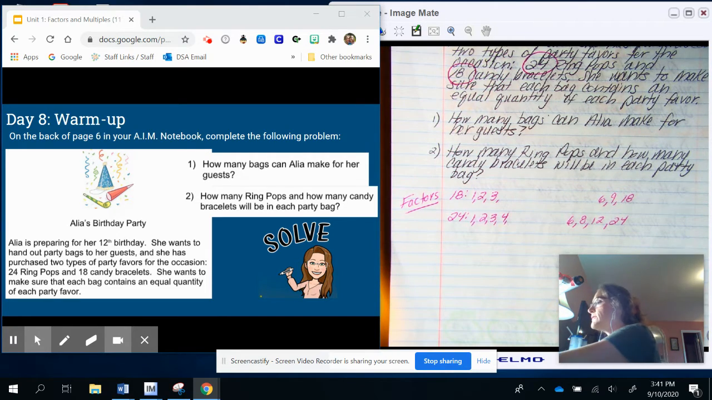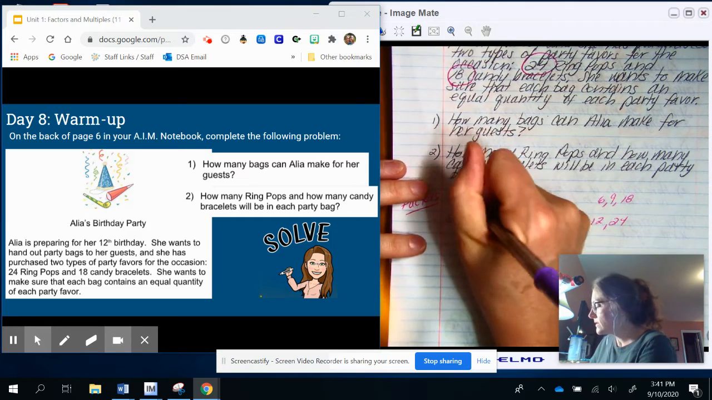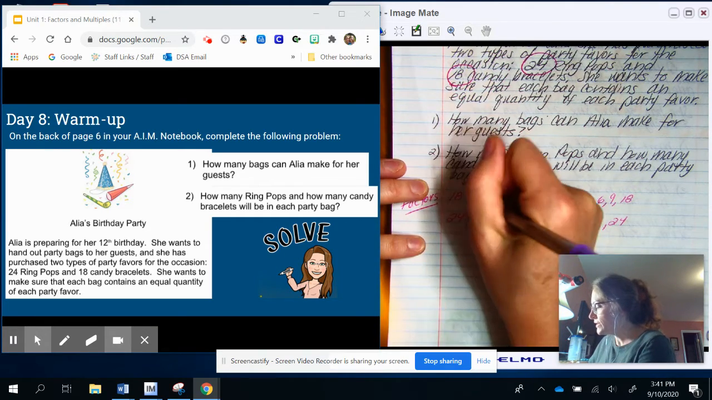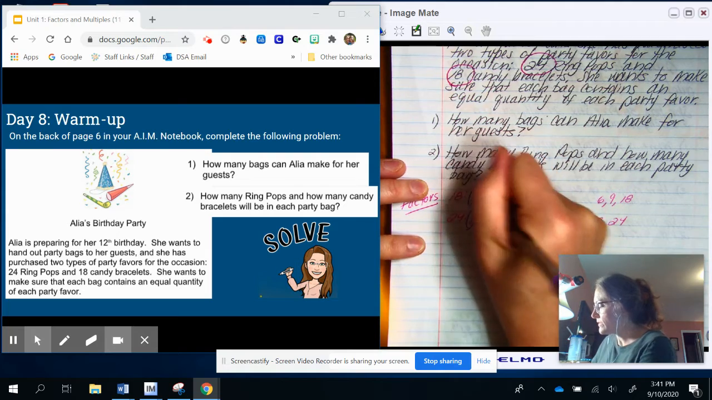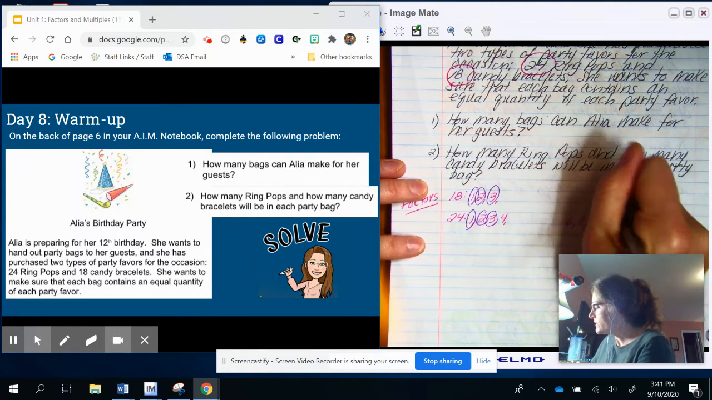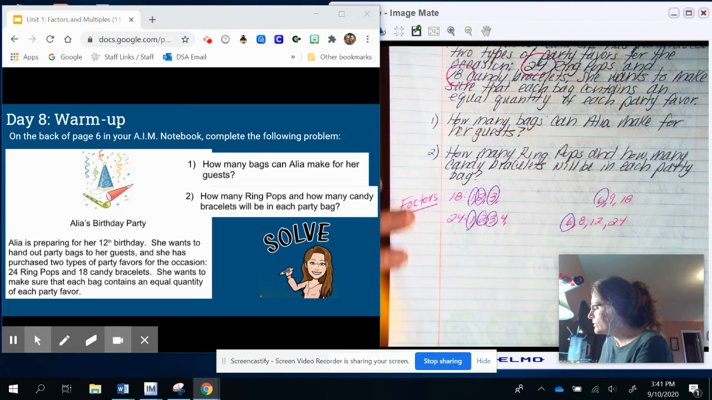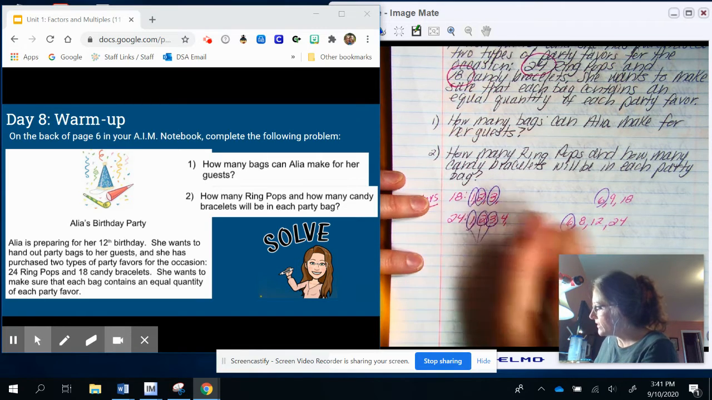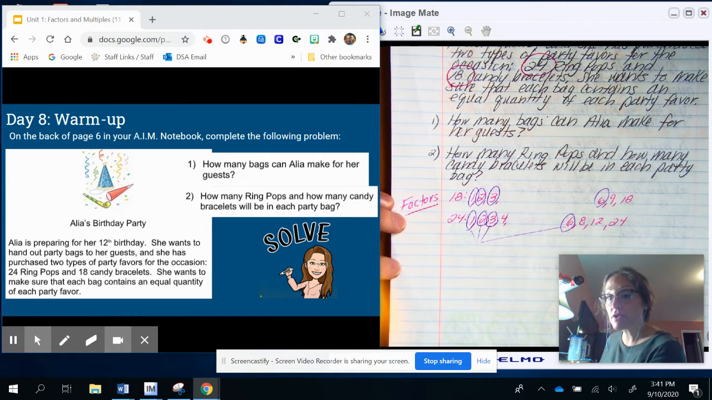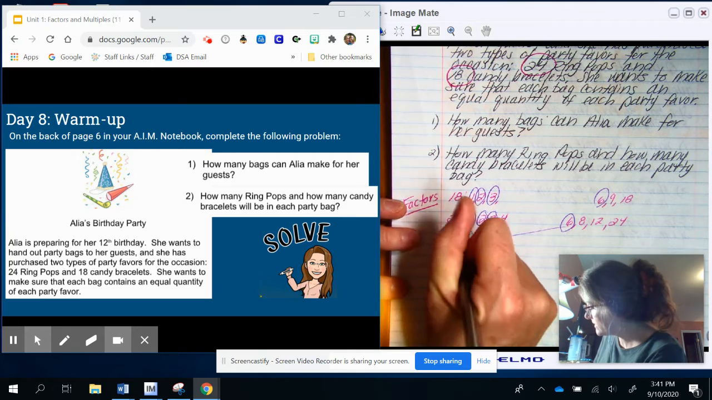Now, step 2, we've got to find the common factors, the ones they share. Well, they're always going to share one, okay? They're always going to share one. They share 2. They share 3. They share 6. And we're done. So these things here, those are all called your common factors.